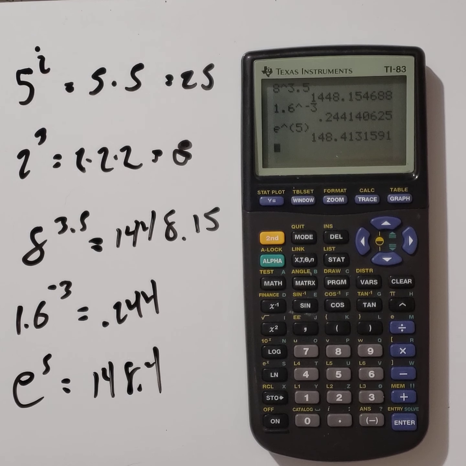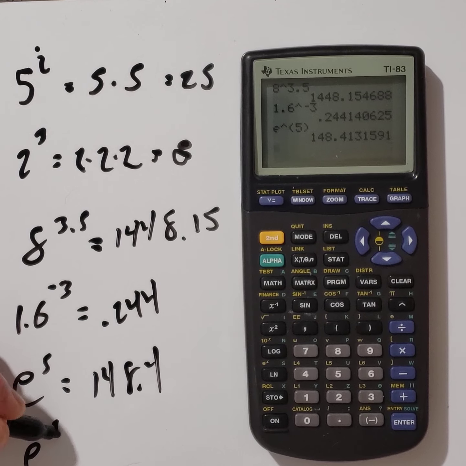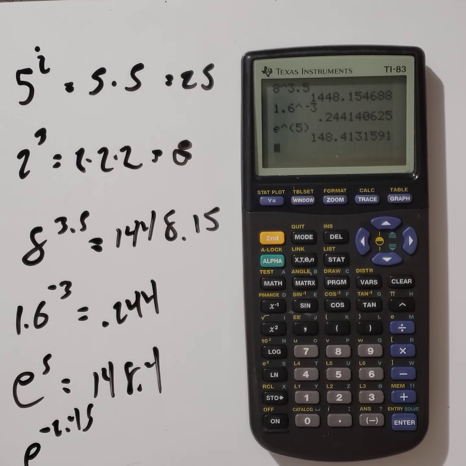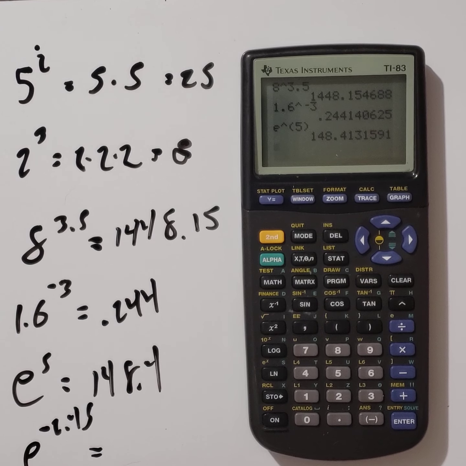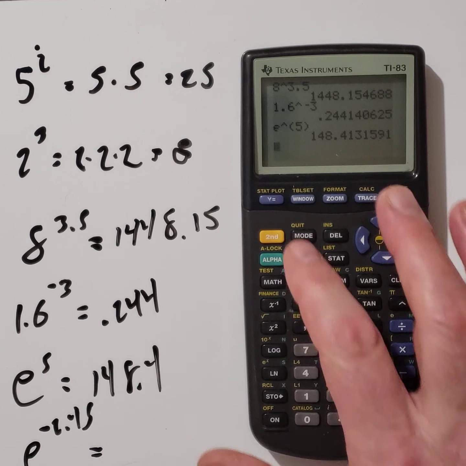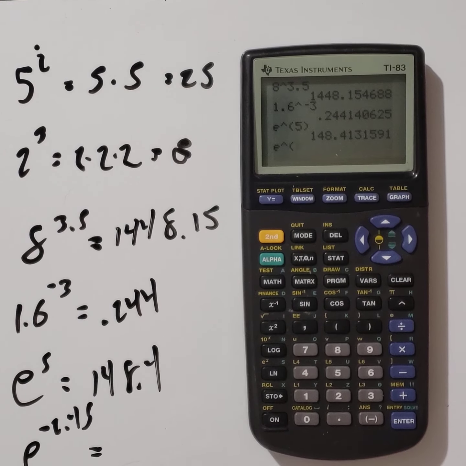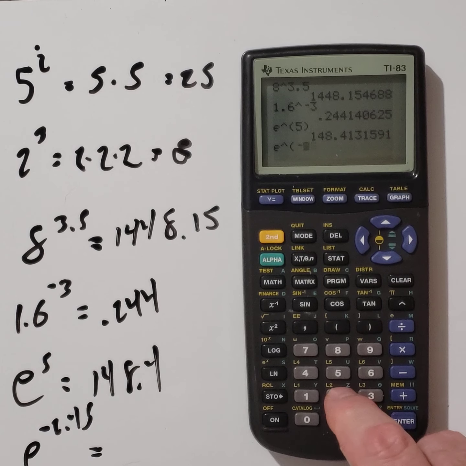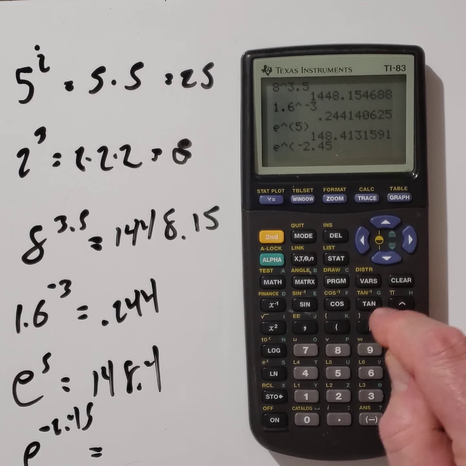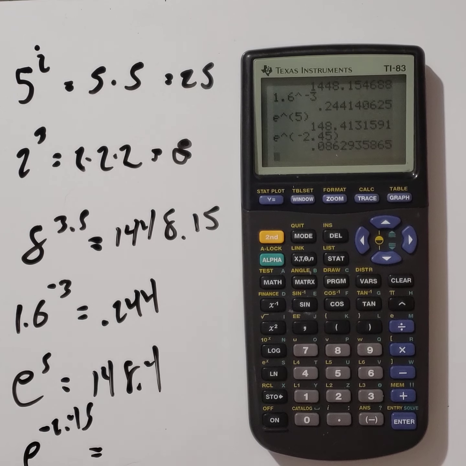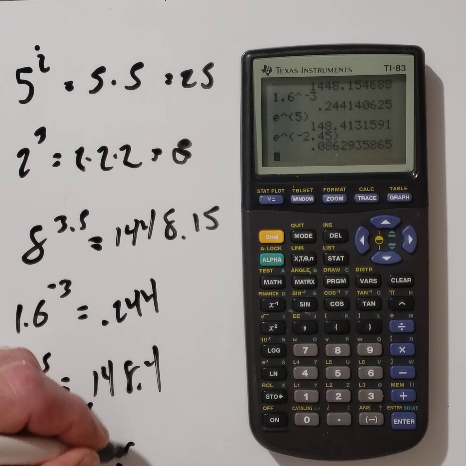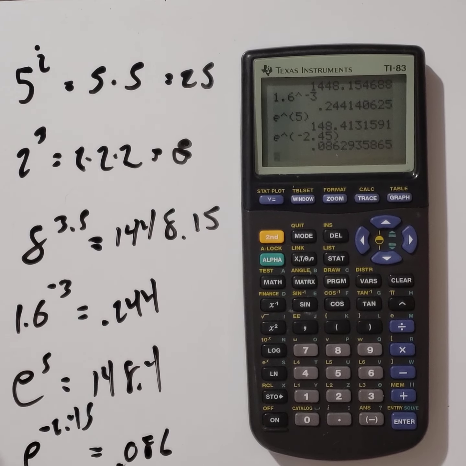And let's throw one more in here, see how ugly we need to get. We do not need to get ugly at all here. E to the negative 2.45. So we have e, we got a negative, and we got a decimal, and that's about as ugly as this stuff gets. Second e to the negative 2.45, close parentheses, enter, and there we go, 0.086.